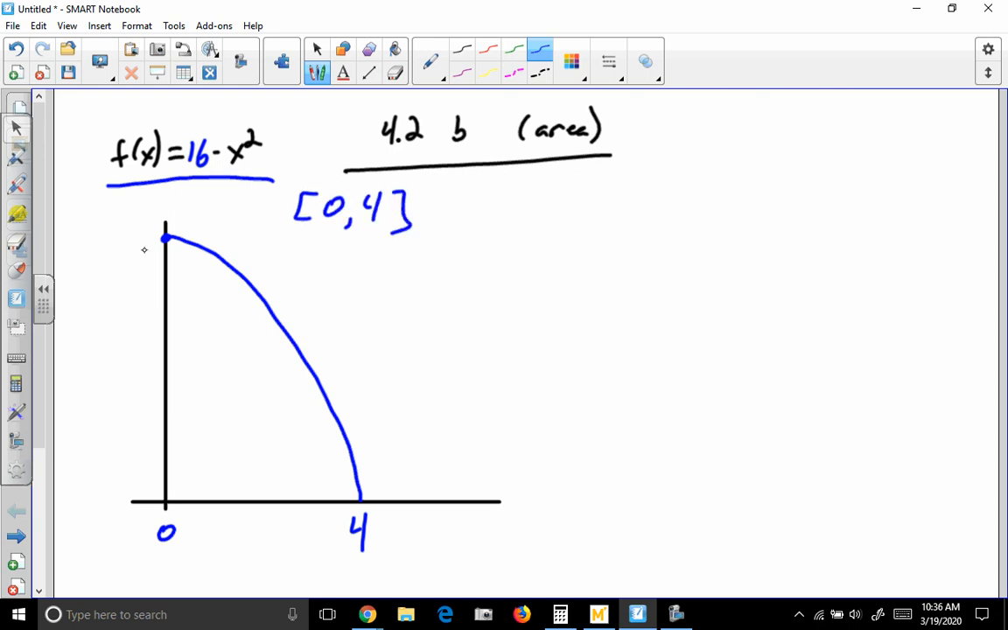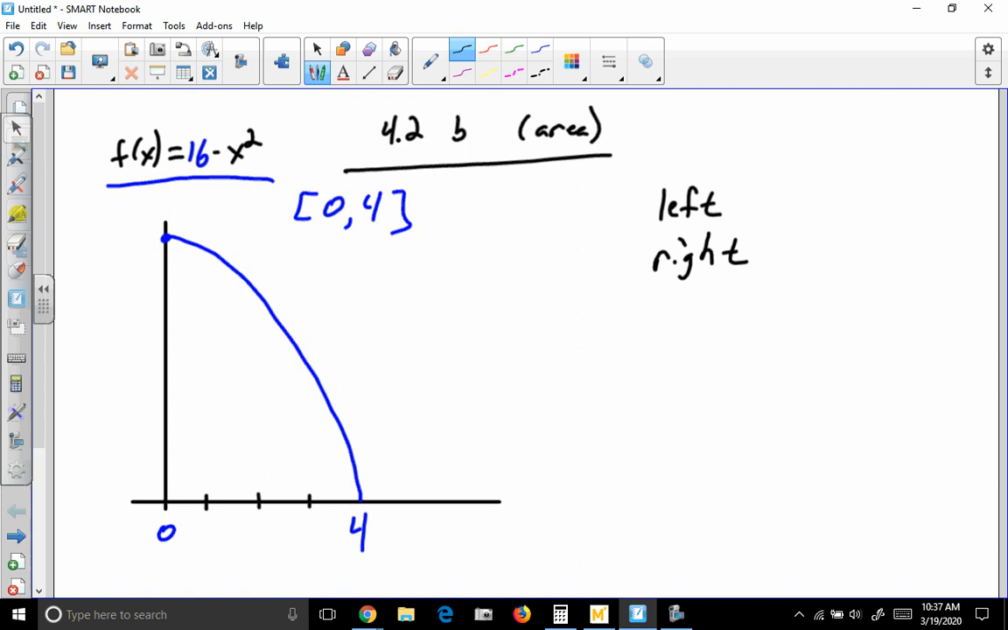Since we don't have a formula to calculate that area directly, we're going to use rectangles to approximate it. We're going to divide our interval into 4 equal regions: from 0 to 1, 1 to 2, 2 to 3, and 3 to 4. We have an option of doing either a left-hand or a right-hand sum.